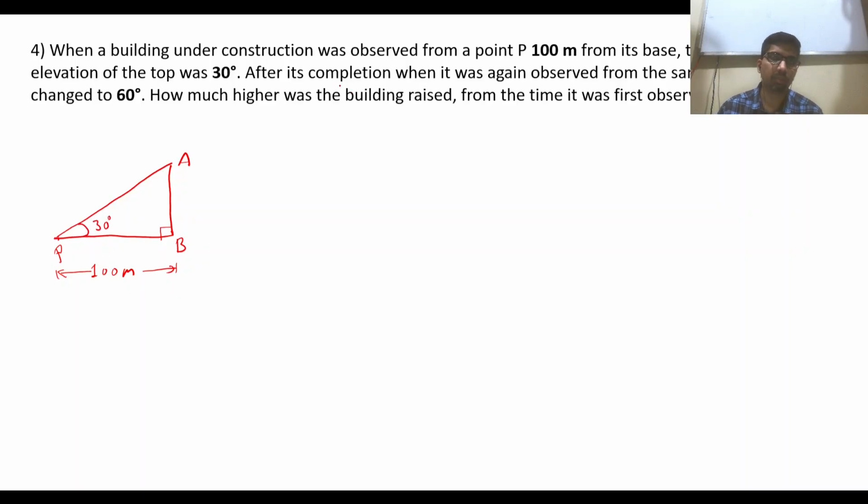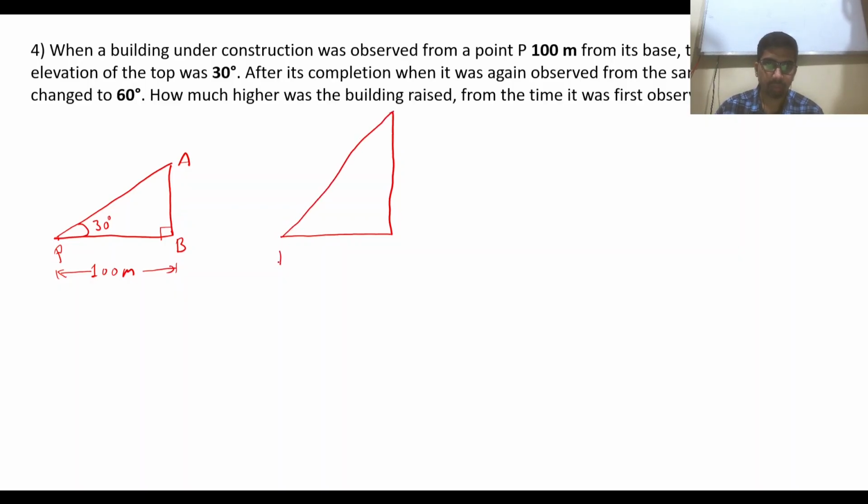After its completion, means the building is completed, the height will increase. Earlier it was under construction so the height was less, and now the height will increase. After its completion, when it was again observed from the same point, the point will remain the same. Why? Because the reference should be the same. Building is now completed, so the height of the building will increase. Increase the height of the building.